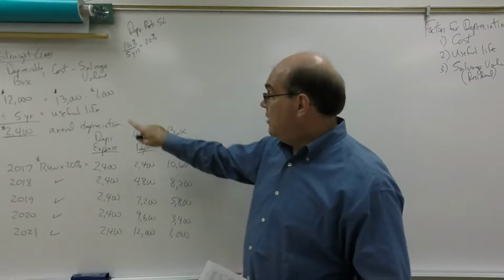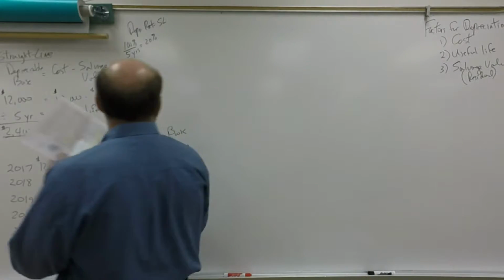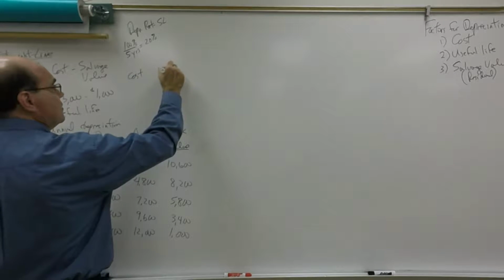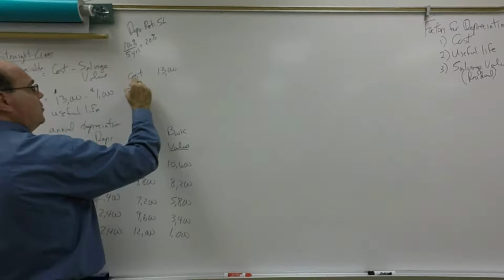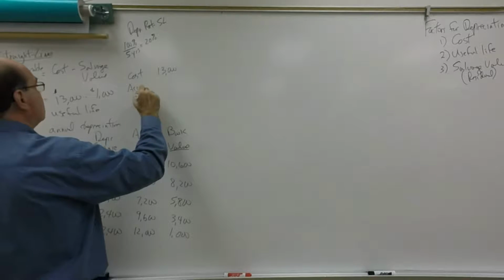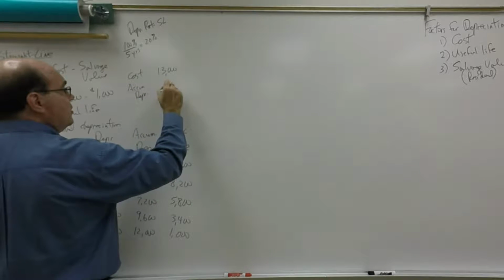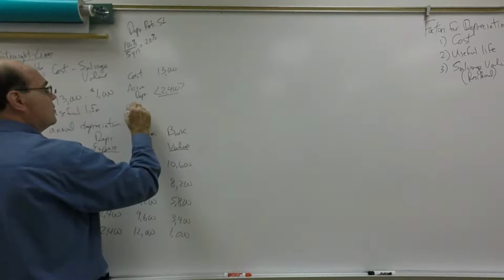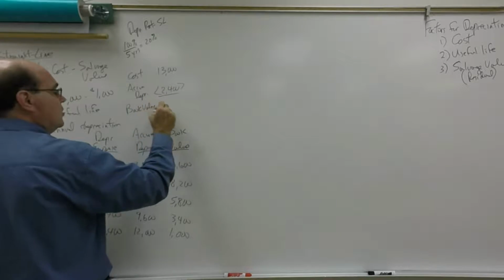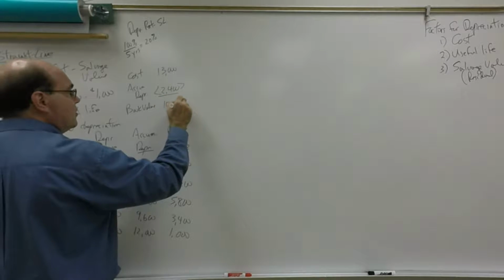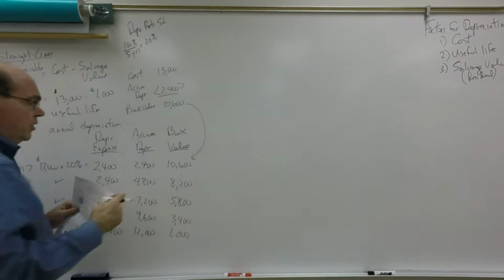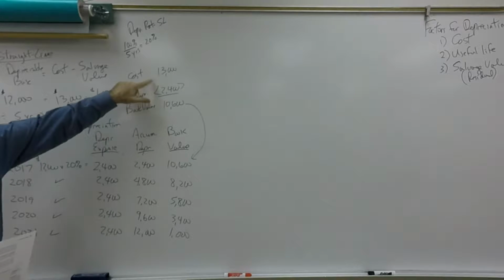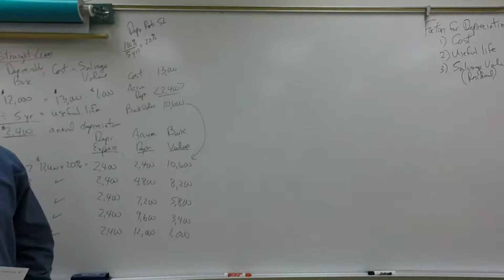How did we get the 10,600 book value? We got that by taking the cost, 13,000, minus the accumulated depreciation for the first year of 2,400. We subtracted that, and that gave us our book value, which was the 10,600. And then every year, as our accumulated depreciation went up, we just subtracted that new number from our cost, and that gave us our ending book value.